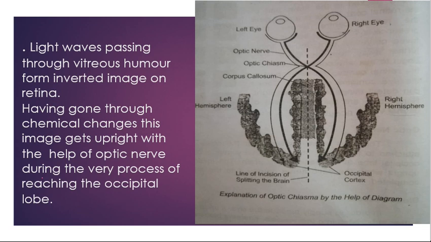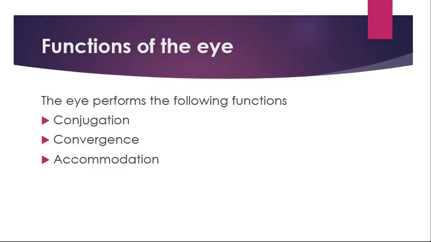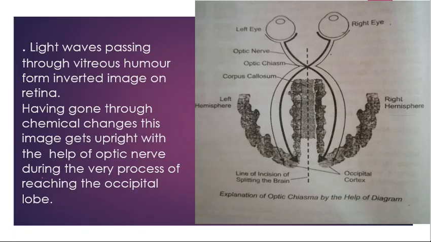Different chemical changes occur in the occipital lobe, where this inverted image gets upright with the help of the optic nerve. During the study of the nervous system, it has also been explained that the messages from the right part of the body are received in the left hemisphere, whereas the messages from the left part of the body end up in the right hemisphere of the brain.